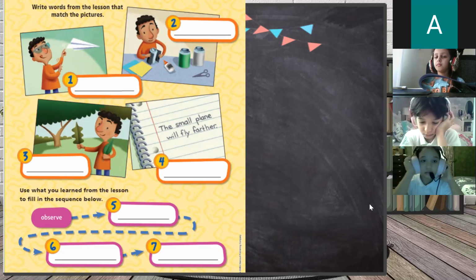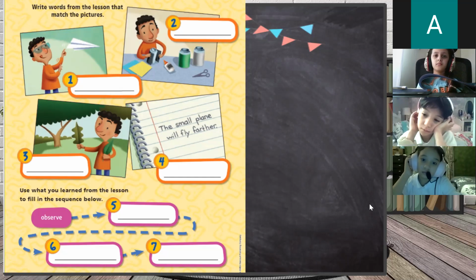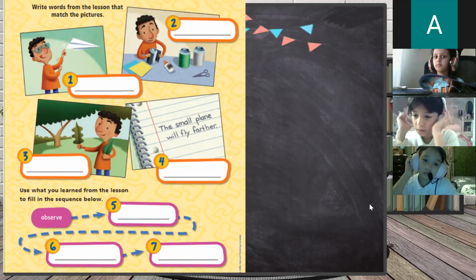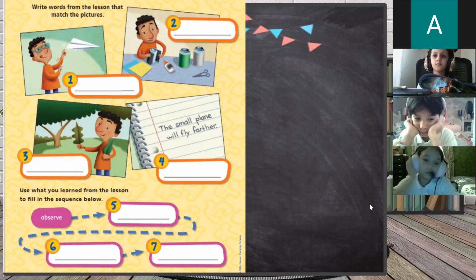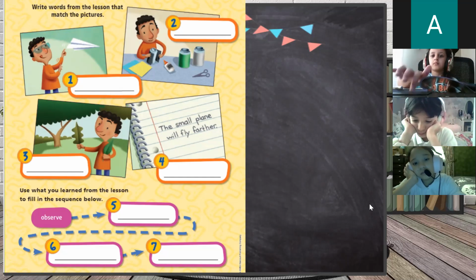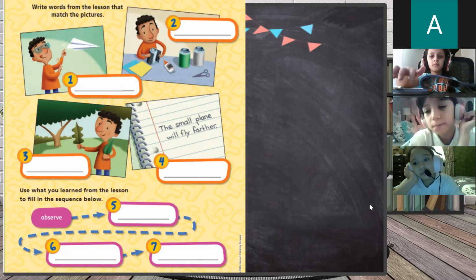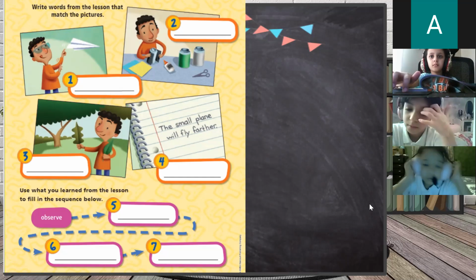Now, use what you learned from the lesson to fill in the sequence below. Tell me, after you observe, what do you do? We touch. Touch is still observing. But after observing, what do you do? Do you ask a question? We will touch it, and I will ask a question. Then we'll touch it and do it.